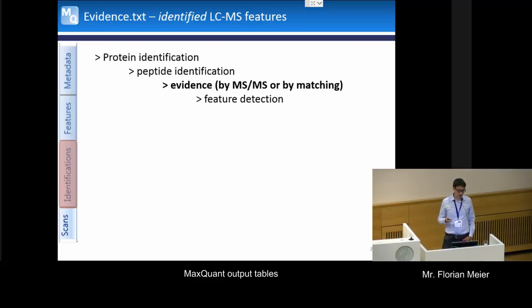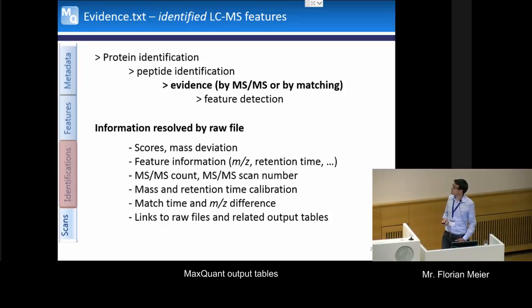And then coming back to this level of evidences, as I mentioned before, we step down from the protein level to the peptide level, and then all the peptide identifications come from evidences. So an evidence can be an MS-MS event that was successfully identified, or it could be a successfully matched feature. And this comes back from the feature detection in the first part of the experiment. So the evidence is already quite down all the way to the mass spec.